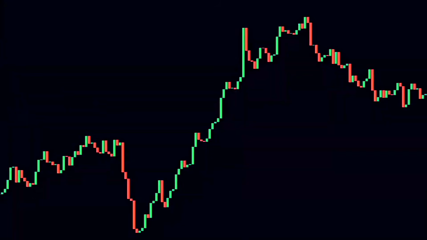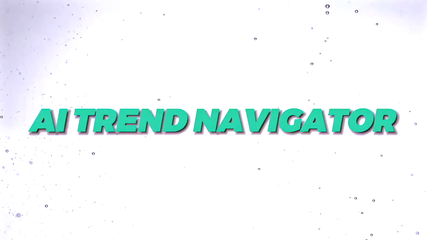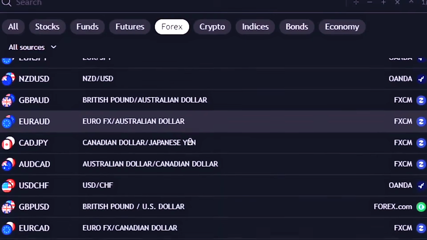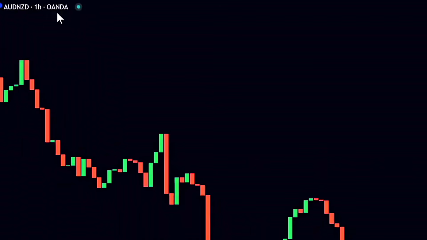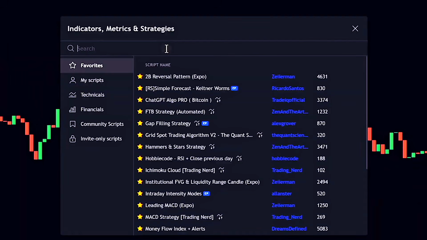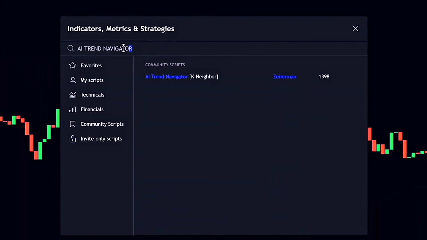Let's roll. The star here is the AI Trend Navigator. To get it, head over to TradingView and pull up any asset. I'm rocking AUD against NZD on the 1-hour chart, since the strategy shines there. Hit the Indicators tab, search AI Trend Navigator by my favorite author. Big shout out to them, and add it.